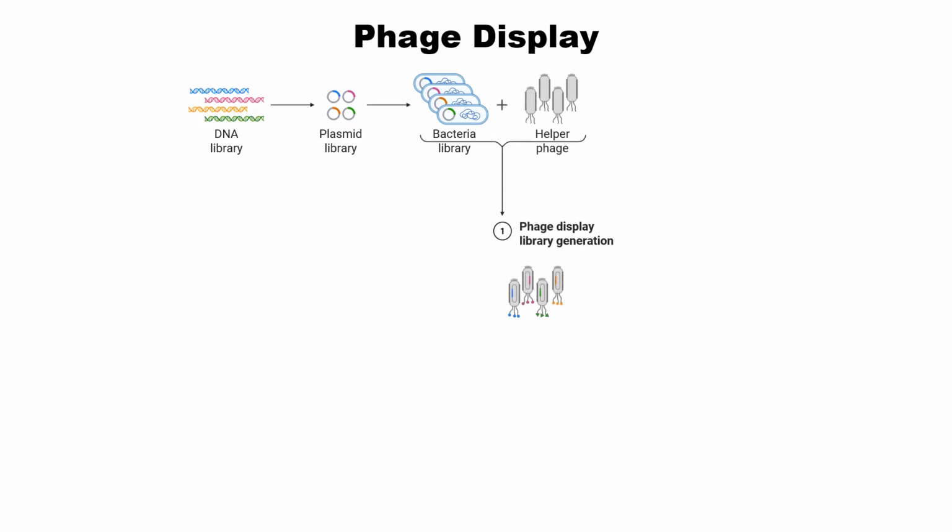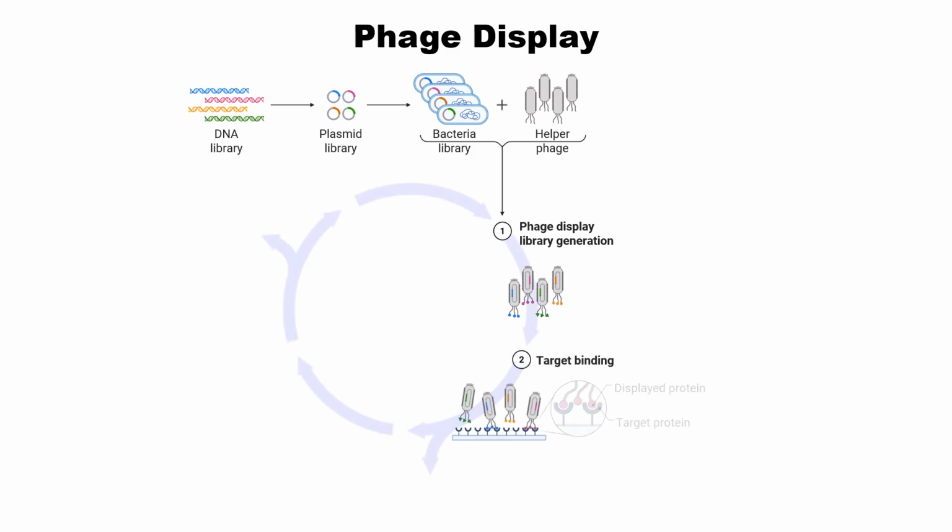The first step is the DNA library preparation. This is the source of diversity, and this DNA library can even be prepared by chemical synthesis. This library can be inserted in a plasmid, a circular form of DNA, and this plasmid can be inserted in bacteria, and this bacteria can be added with a helper phage. Then they can assemble together inside this bacteria. Now they can generate a huge library of phage display.